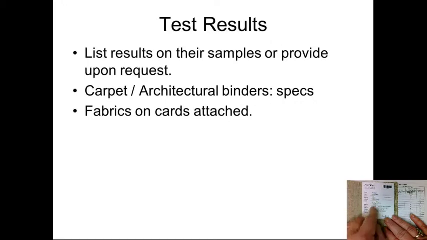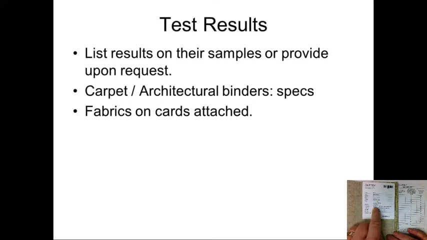Always on the back, it's going to give the company name, of course. It's going to be the name of the fabric, the color, the width, the repeat if there's one, what it's made out of, the finishing, the backing. So this is more of an upholstered fabric. And then it's going to give all of the fire codes.